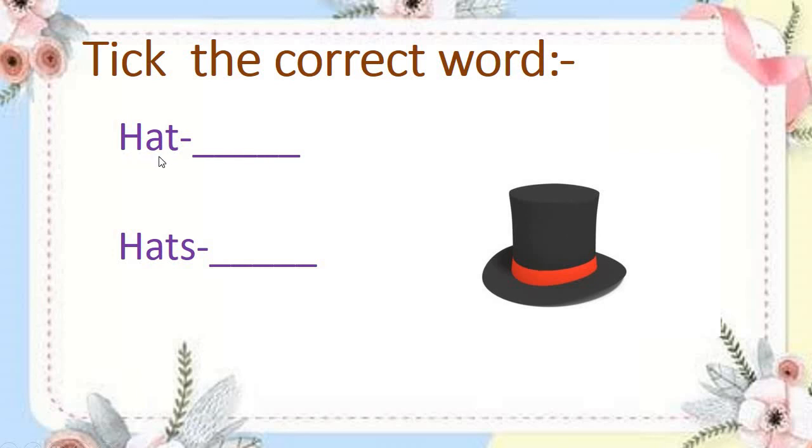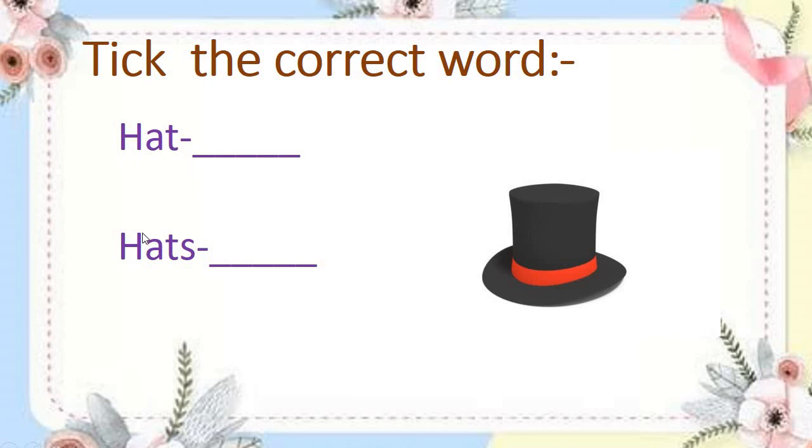So, H-A-T, hat. And there is H-A-T-S, hats. So, which will be the correct word? This is one hat. This is hats. Many hats. So, it will be this. H-A-T-S, many hats. Okay? It will be hat or hats. There is only one hat. So, the answer will be hat.